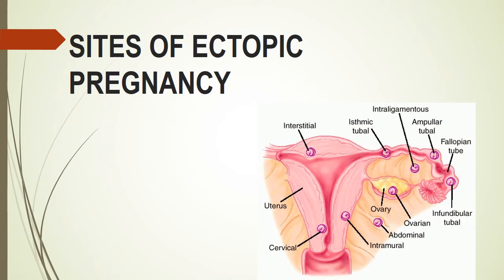95% of the time, the ectopic is going to be located somewhere in the fallopian tube, but you can see there are a lot of other places that are at risk.